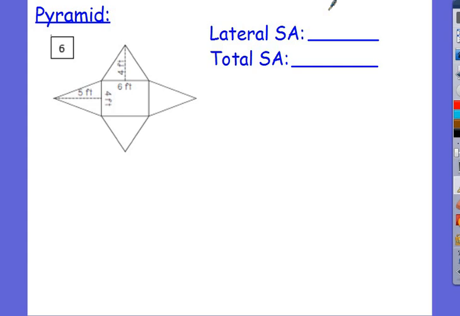Number 6 has an example of a pyramid. They just flattened out the shapes. If I was to fold those triangles up, it would form a pyramid. What do you think is the base of this pyramid? What shape? The rectangle. So if I'm finding lateral surface area, I would not have to worry about finding this rectangle.